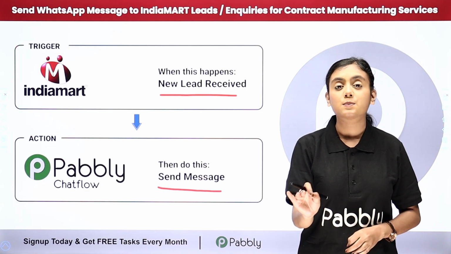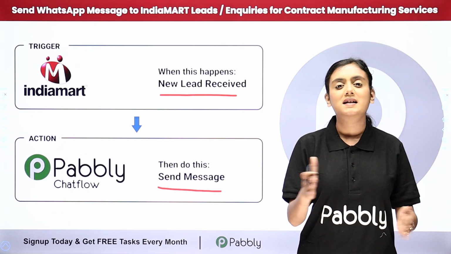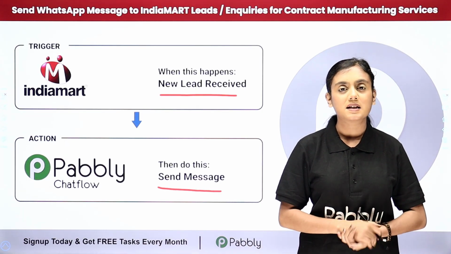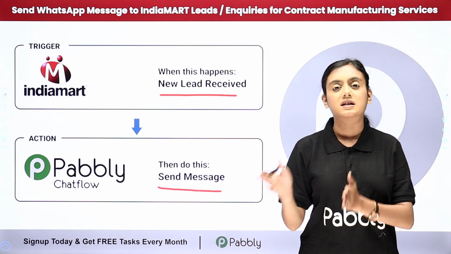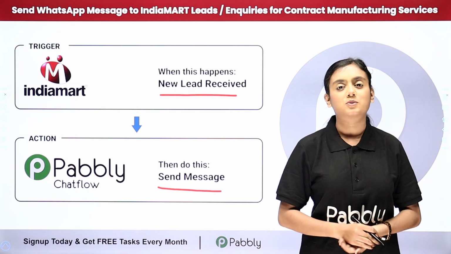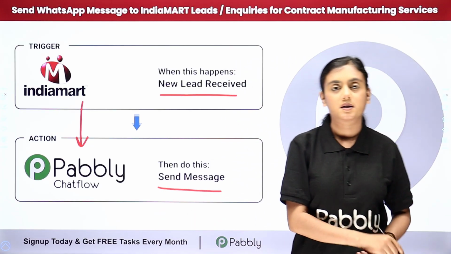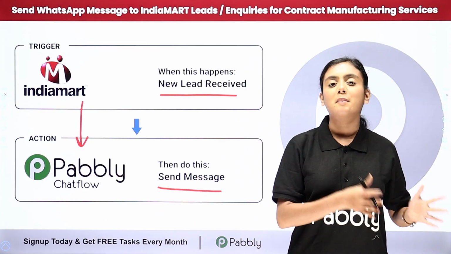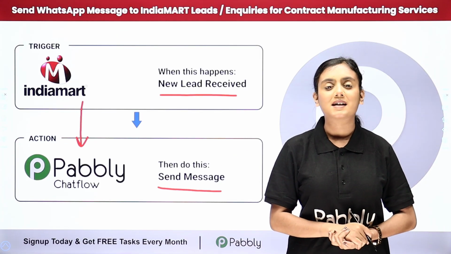Now, sending these WhatsApp messages manually is very time consuming. So I've simply automated this entire process with the help of Pabbly Connect, which is an amazing automation and integration software. In this automation, I'm going to build a connection between IndiaMART and Pabbly Chat Flow. If you also want to learn about this automation process step by step, let me take you to my screen.